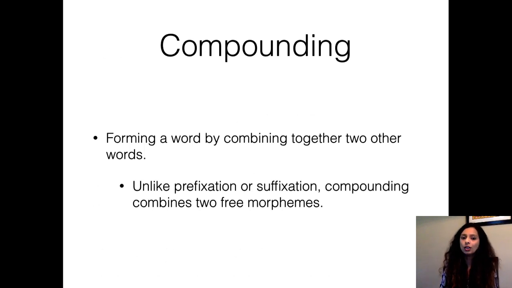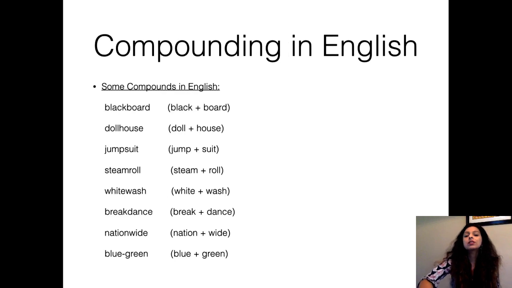So let's move on to the topic of this week. This is compounding. And compounding is a word formation process that's very, very common in English. If you look at the history of English, if you look at Old English, Middle English, you can see that many of the words in English are compounds. And the difference between prefixation and suffixation and compounding is that in compounding, you combine two free morphemes together.